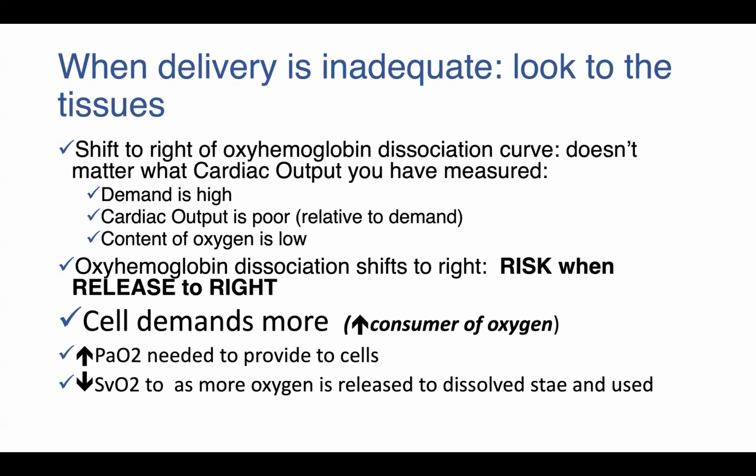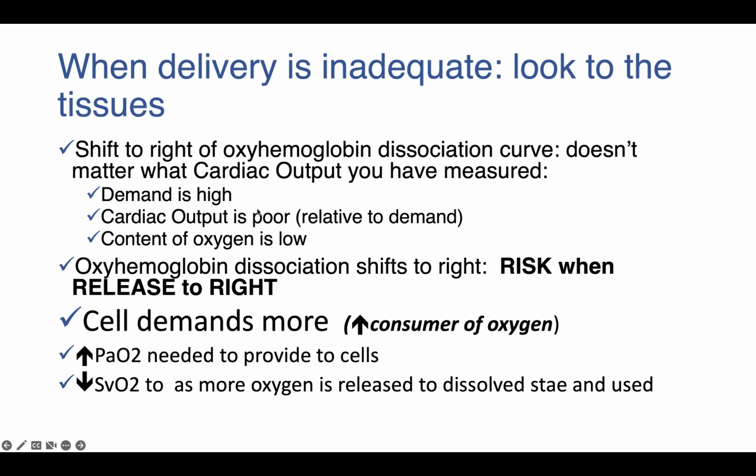You might have a cardiac output that's twice normal, but if you have profound acidosis at the cellular level, cardiac output is poor relative to that demand. The demand is high or the content of oxygen is low. So what are you going to do? You're going to manipulate the stroke volume. You're going to sedate and control the tissues, and you're going to evaluate if the patient needs hemoglobin.